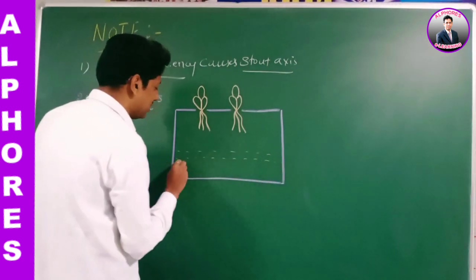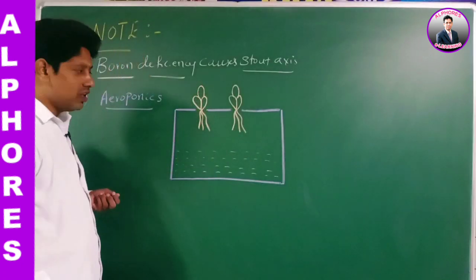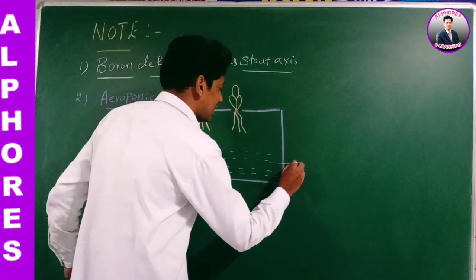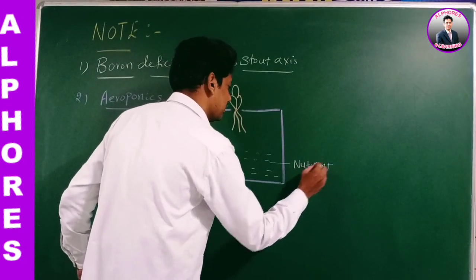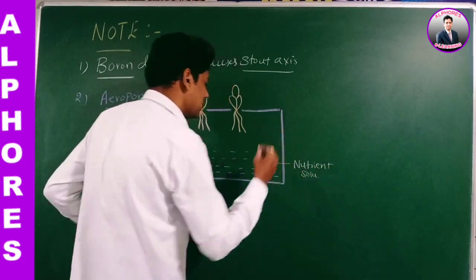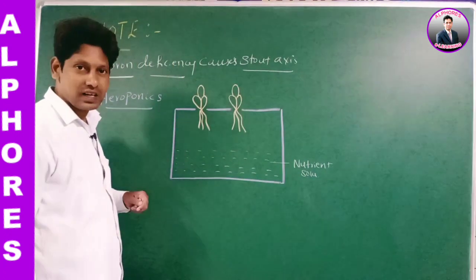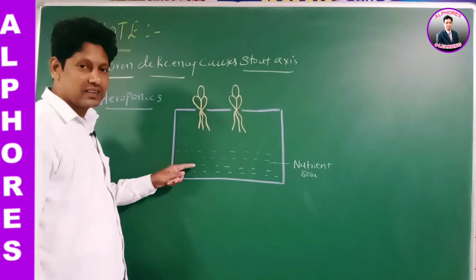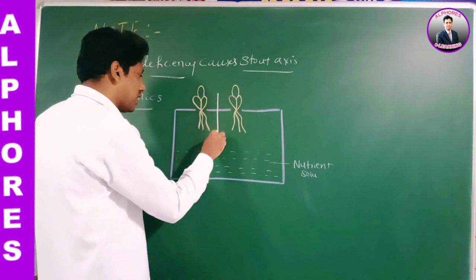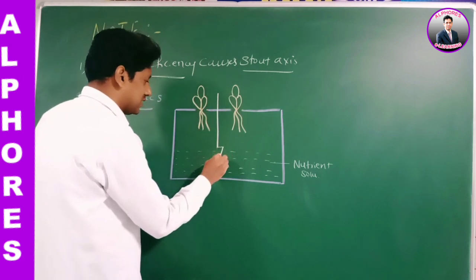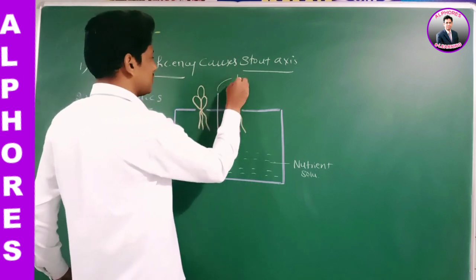Over what, sir? Nutrient solution. Sir, plants are not in direct contact with the nutrient solution, sir. Then how will these plants get this nutrient solution, sir? Listen. Sir, in this chamber, a rotor is present. A rotor is present.